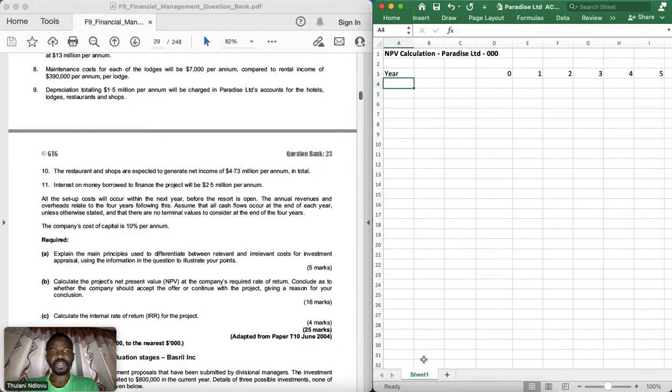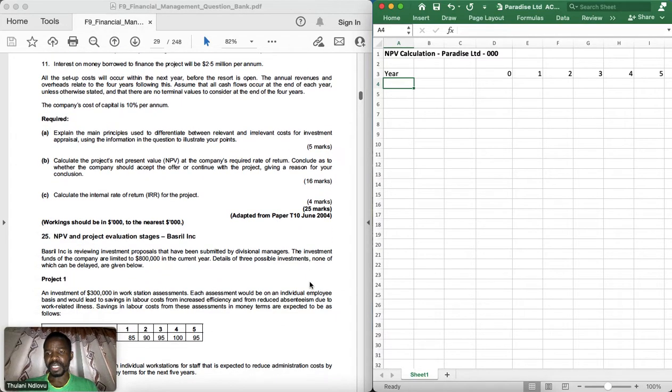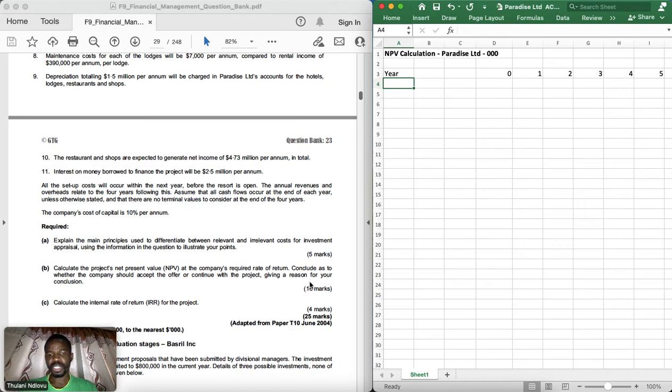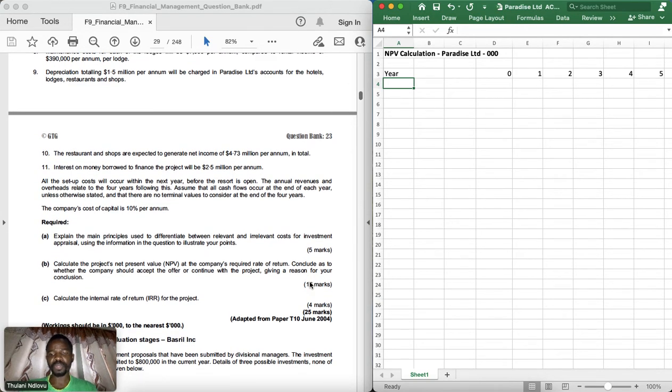Today we are going to cover NPV calculation. We are going to use the question from the F9 Financial Management Question Bank. Question number 24 is called Paradise. It's adapted from June 2004 from one of the ACCA question papers.